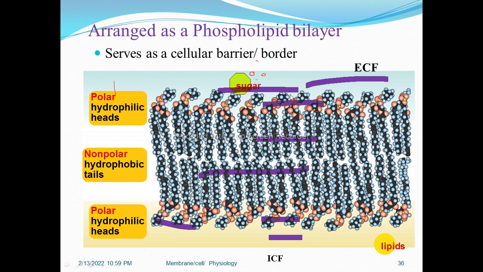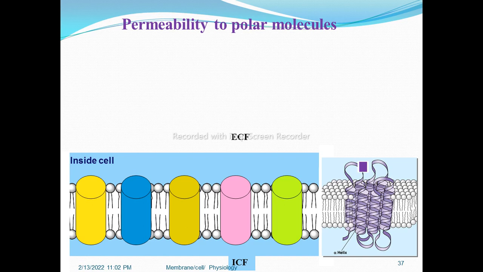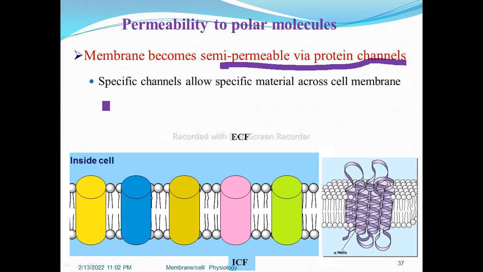In the extracellular fluid there is sugar, water and salt, and waste material and others are found in intracellular and extracellular fluid. So the tail part is impermeable to polar molecules. The membrane became semi-permeable via protein channels. Semi-permeable means selectively permeable. Specific channels allow specific materials to pass through the cell membrane. That means each material has its own specific channel.